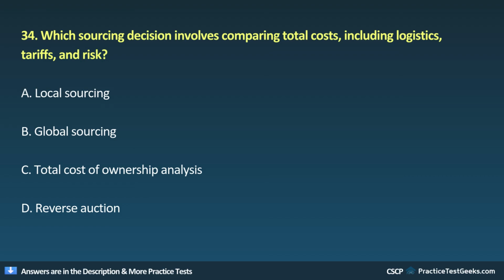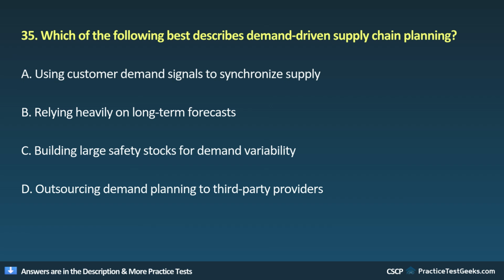34. Which sourcing decision involves comparing total costs, including logistics, tariffs, and risk? A. Local sourcing. B. Global sourcing. C. Total cost of ownership analysis. D. Reverse auction. 35. Which of the following best describes demand-driven supply chain planning?